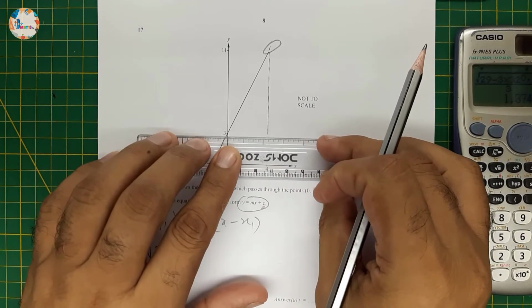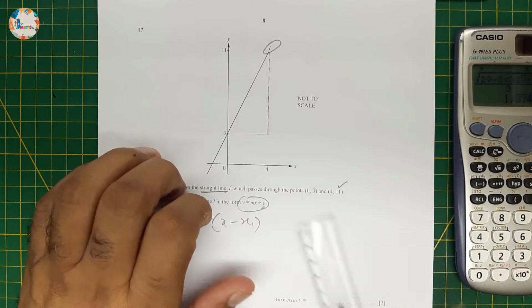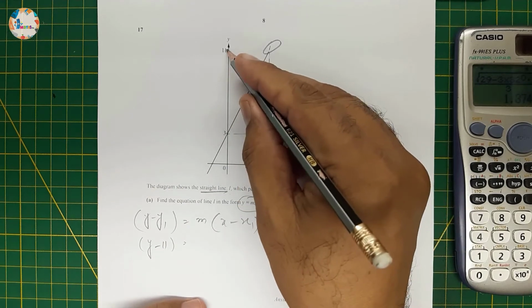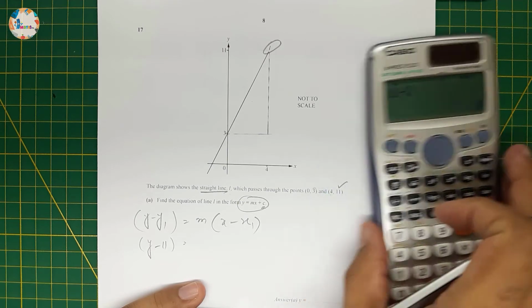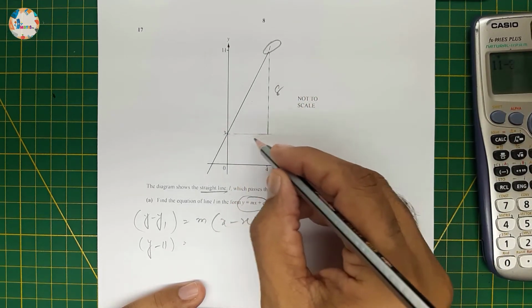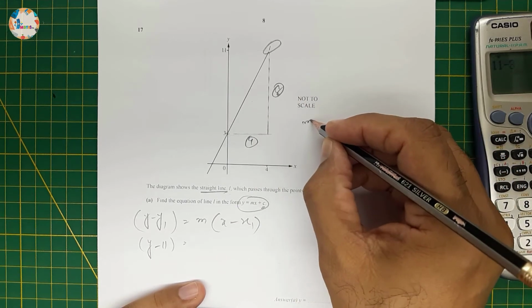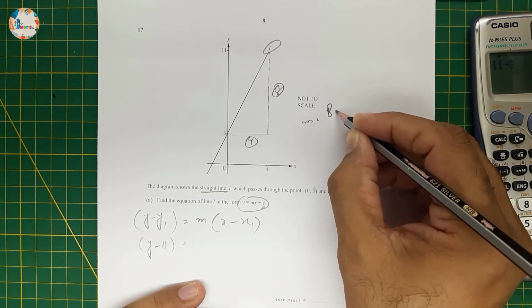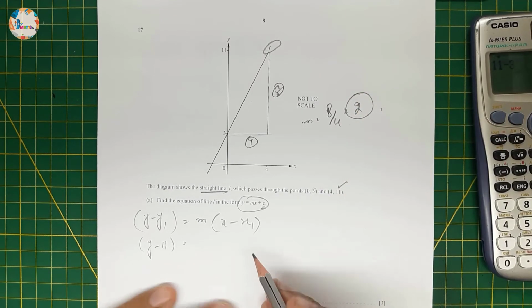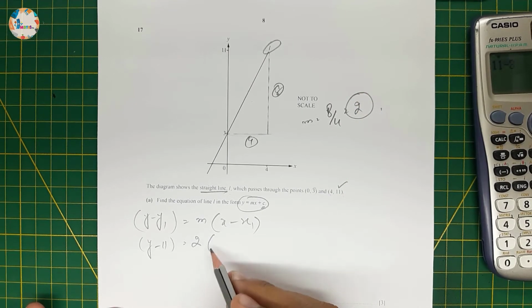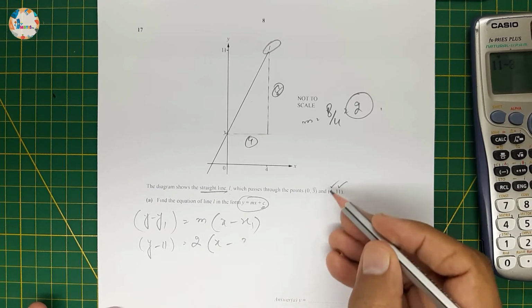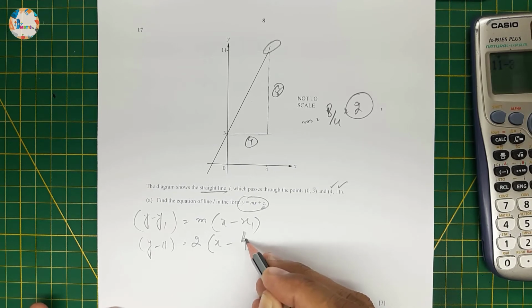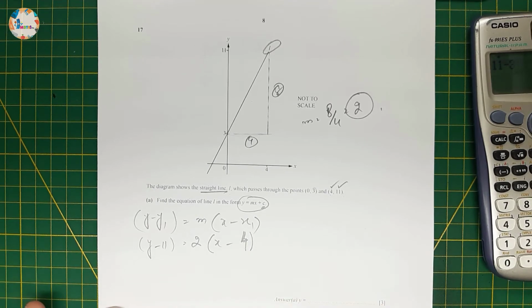We can draw this triangle and find the gradient. This side is 11 minus 3, which is 8, and this side is 4. So m is equal to rise over run, 8 by 4, which is equal to 2, so the gradient is 2. We replace this m value here, and x1 is 4, so we write 4 here.